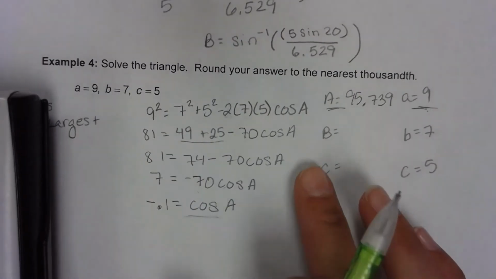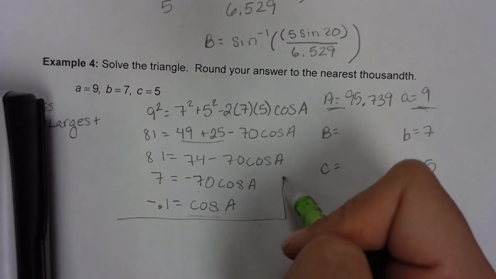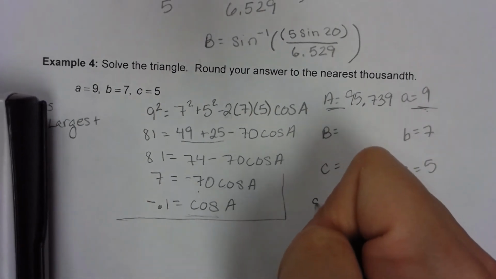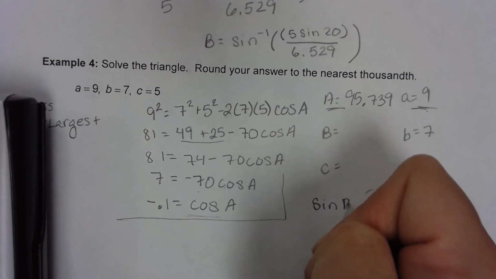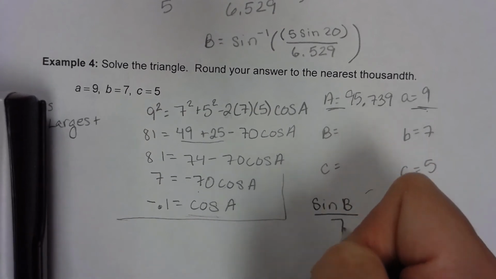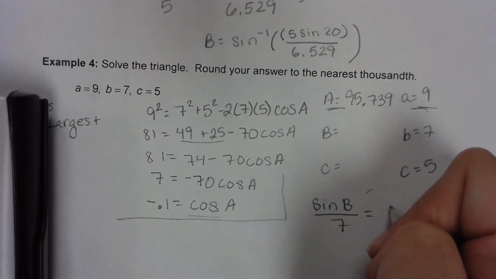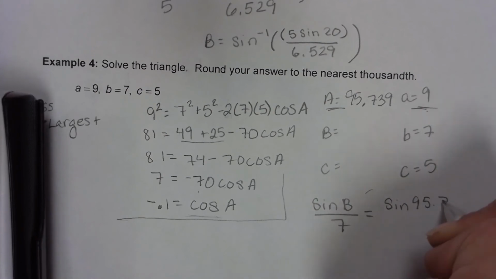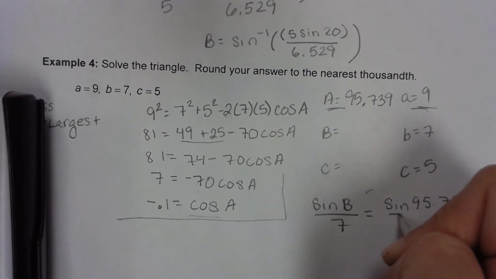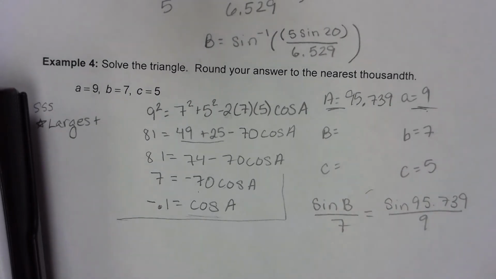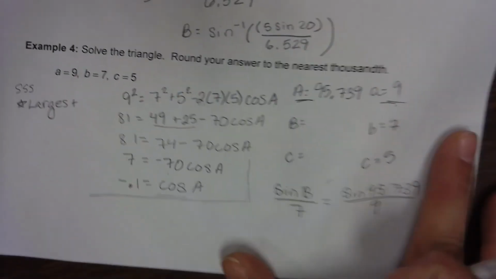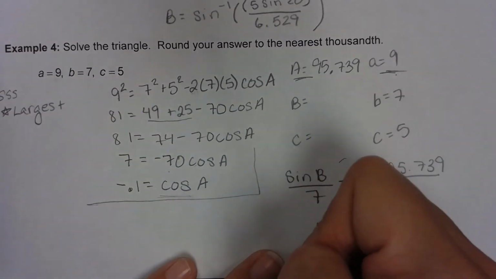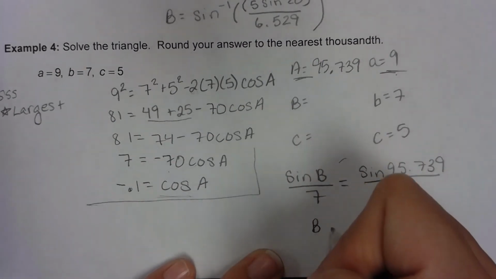Next we're switching to law of sines. So I'm going to actually solve for b in this case. Sine of b over 7 equals our pair. So sine of 95.739 over 9. Again, you want to think of law of sines, how you're solving to get b by itself. If you need help with that, pause it and raise your hand.